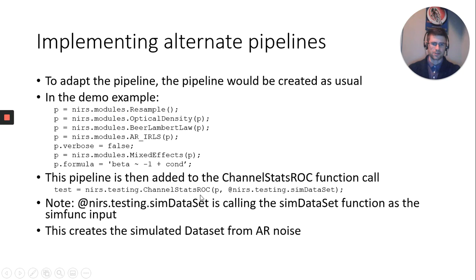I'm going to call the ROC function, and here I'm going to input the pipeline. Then I'm going to create a simulated data set. And again, you have to use this @ symbol here because you're embedding a function as an input to a function. So it's kind of a version of that function. It's going to use some default values, one of which is AR noise, so it's going to develop AR noise on that.